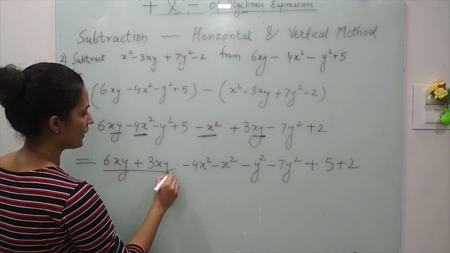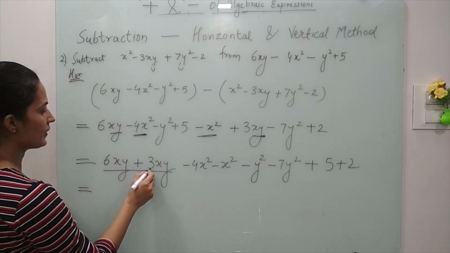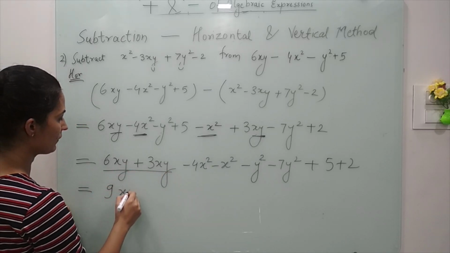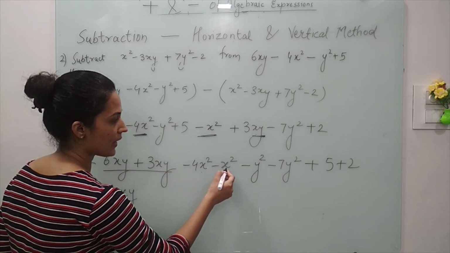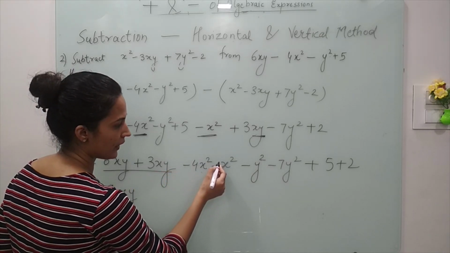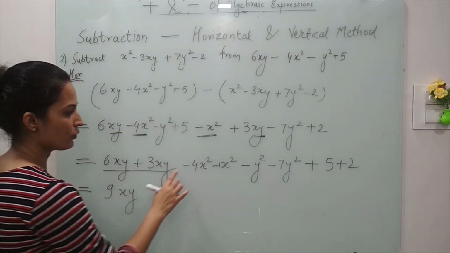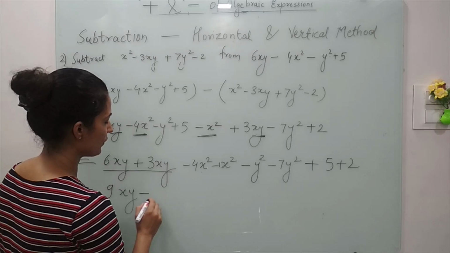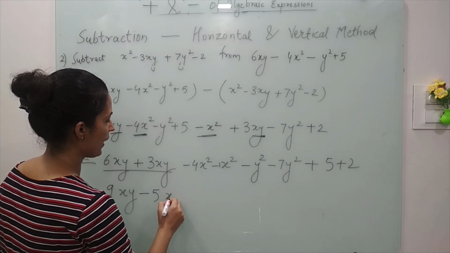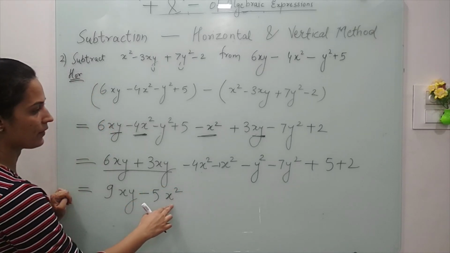So now solving this, this is a simple addition. 6 plus 3 is 9xy. This is minus 4x square minus x square. There is nothing here, that means here it is 1. So this is minus 4 minus 1. The sign will be minus and the numbers will be added, that is 5x square. So this is minus 5x square.